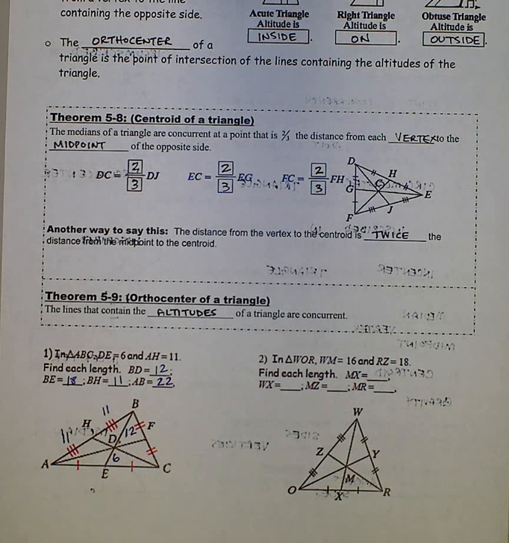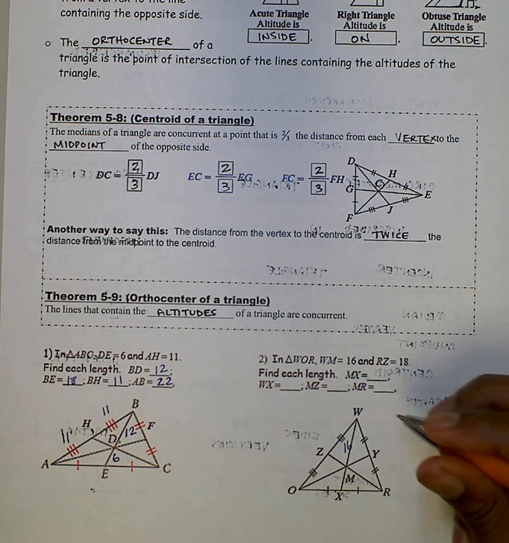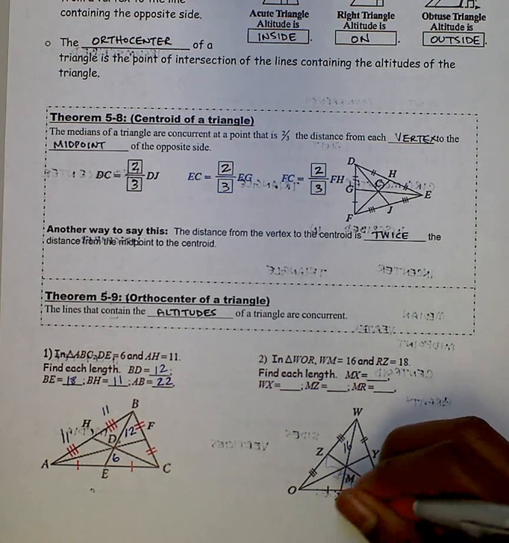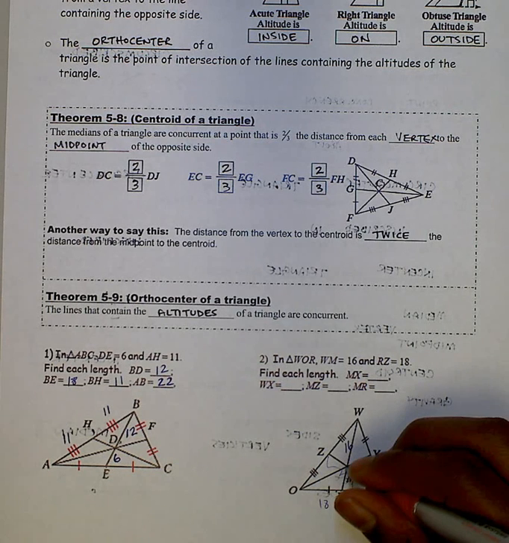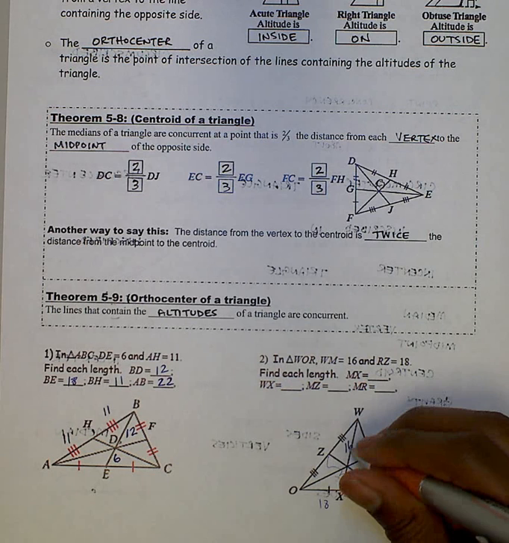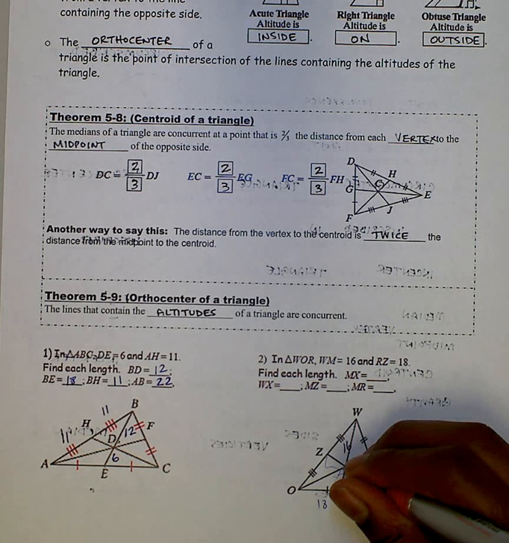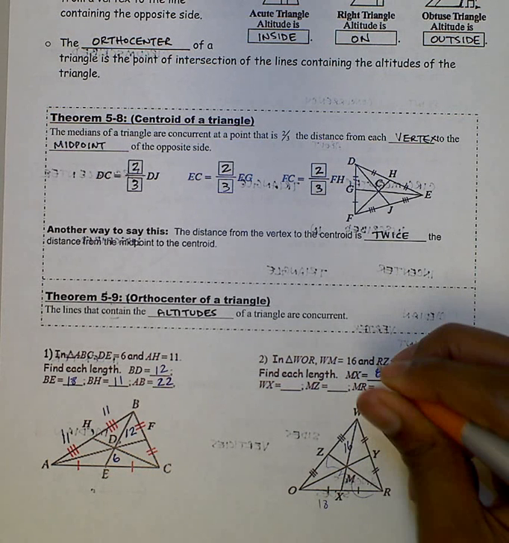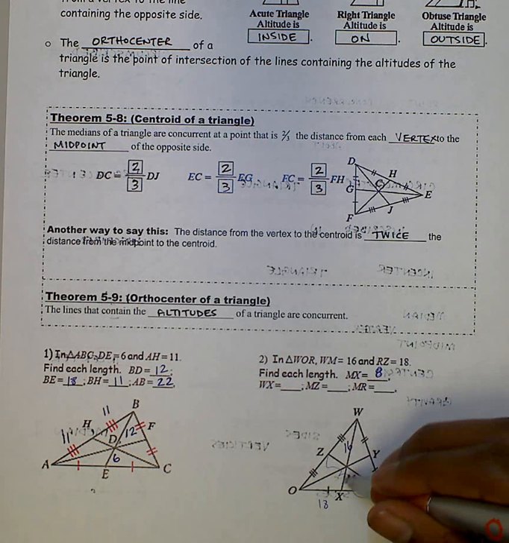For triangle WOR, they told us that WM was 16, and that RZ is 18. RZ, that's this whole line, is 18. And they want us to find each of these lengths. So MX. Well, if WM is 16, remember we said from vertex to centroid is twice from centroid to midpoint. So if this is 16, then this must mean MX is 8. Okay, WX will be 16 plus 8, which will be 24.